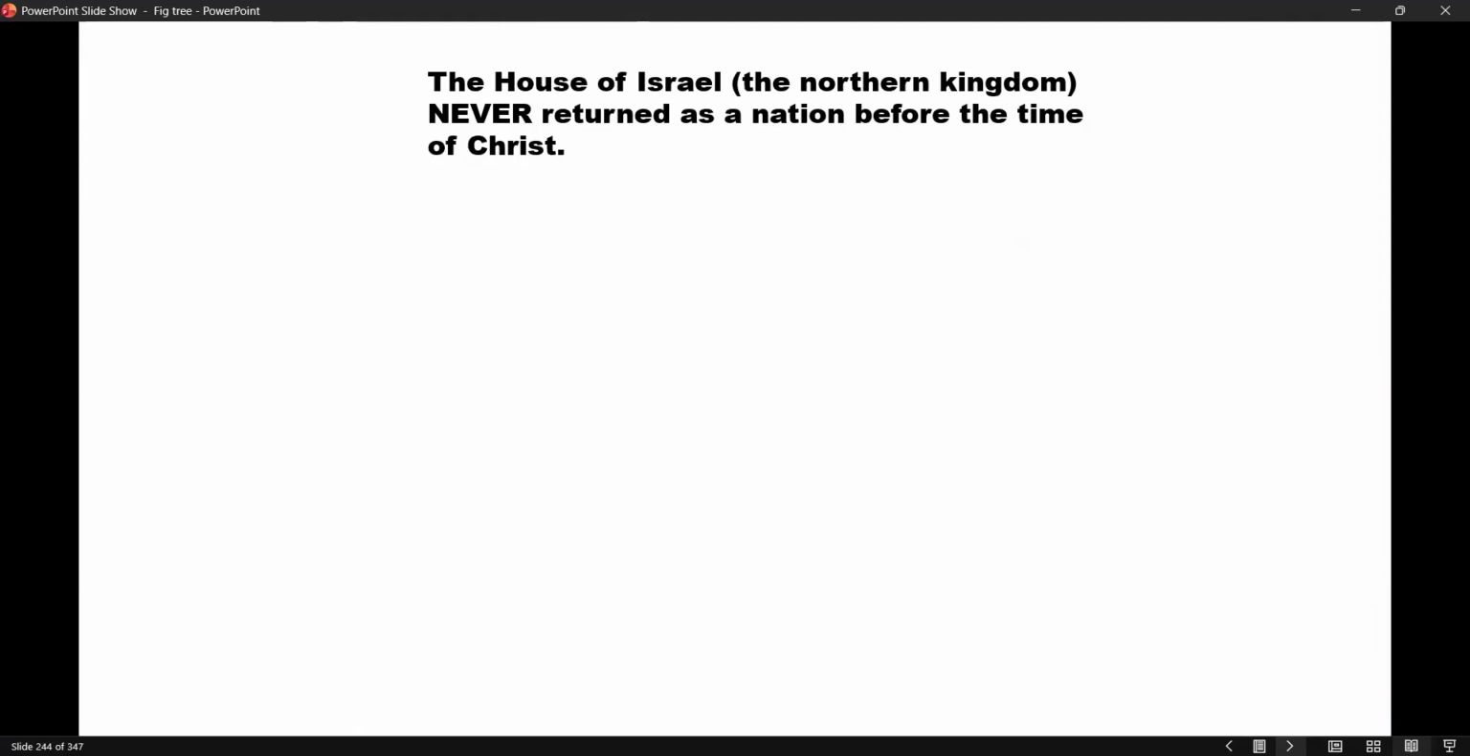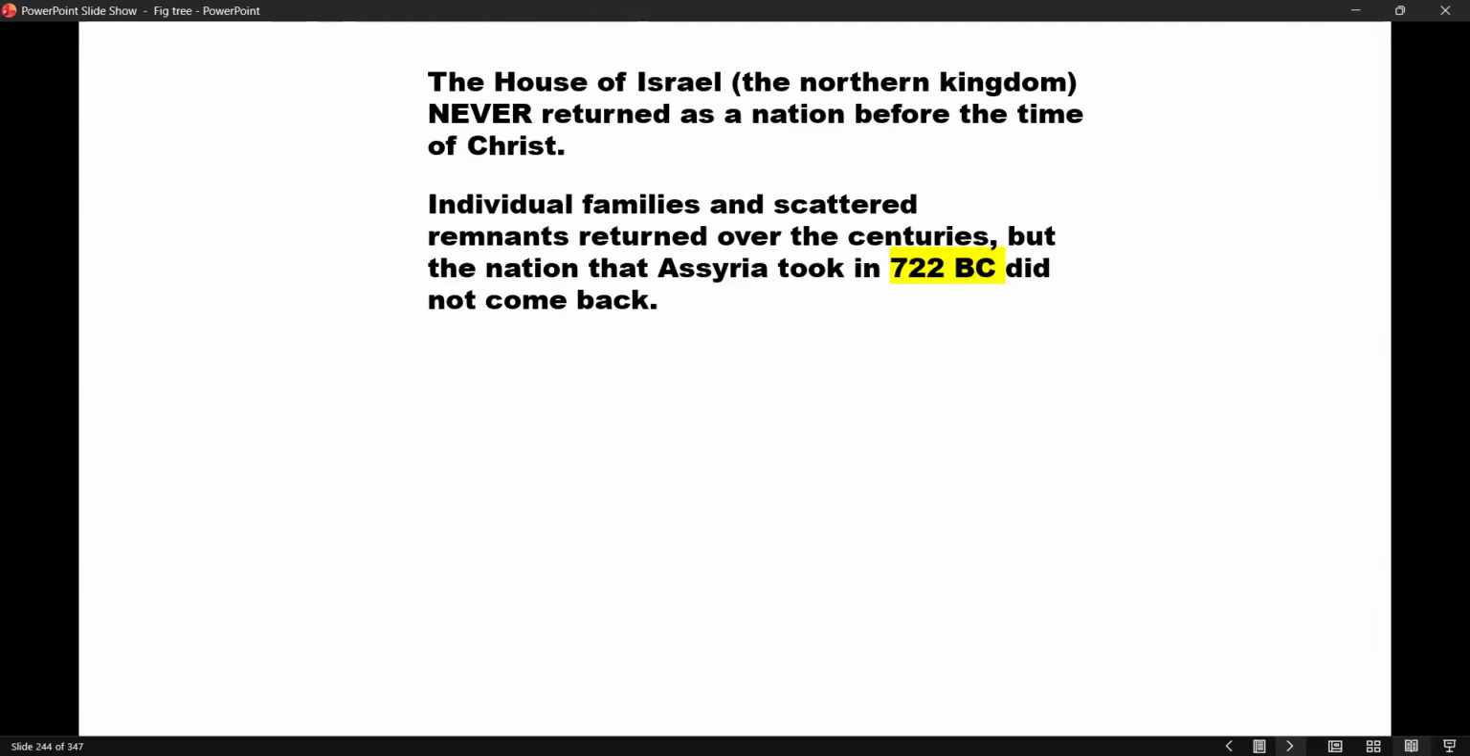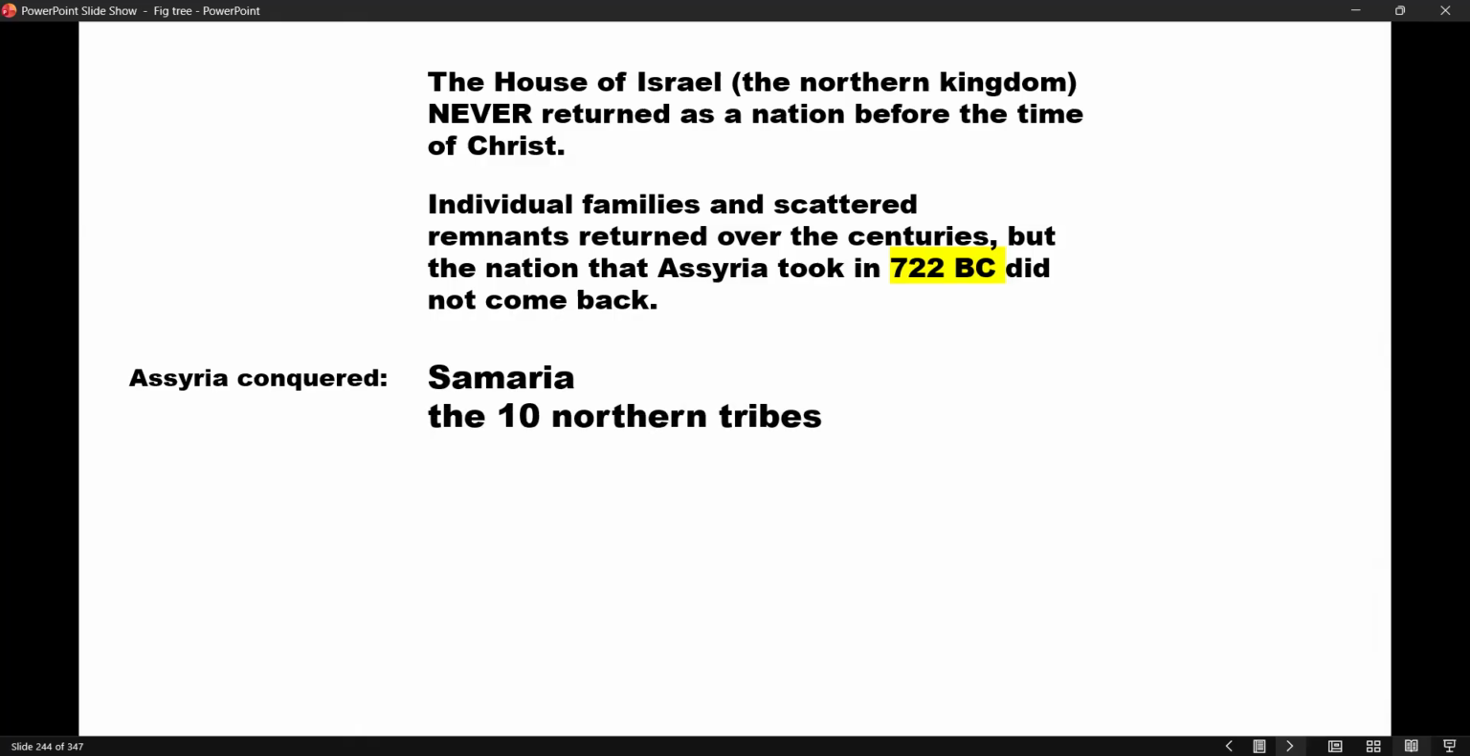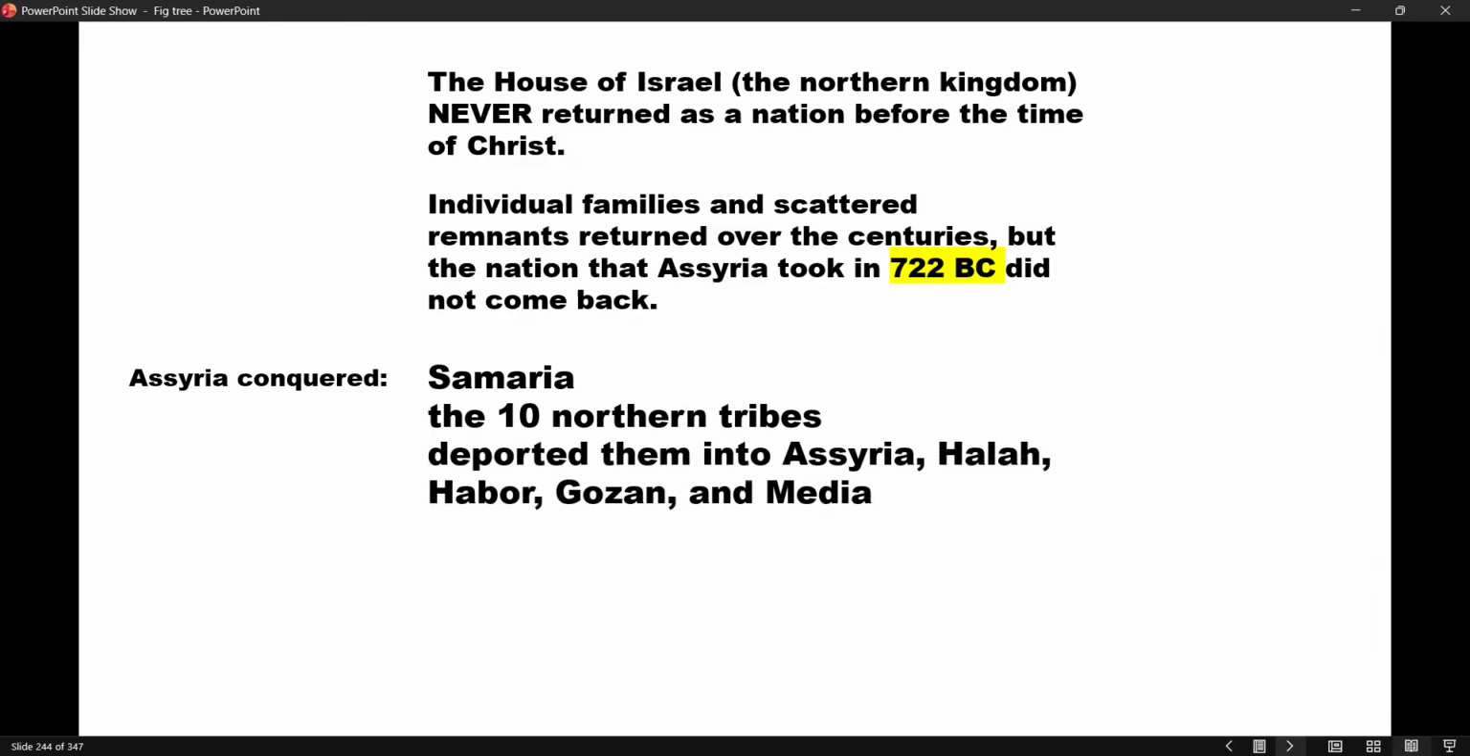The house of Israel, the northern kingdom, never returned as a nation before the time of Christ. They came back in pockets. Individual families and scattered remnants returned over the centuries. But the nation that Assyria took in 722 BC did not come back. Assyria conquered Samaria, the 10 northern tribes, and deported them into Assyria: Halah, Habor, Gozan, and Media.